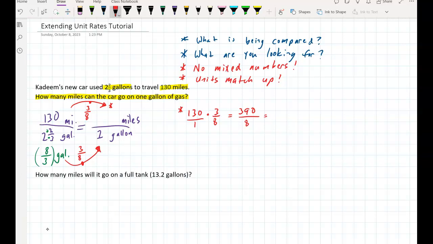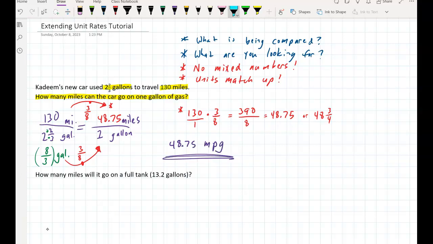390 divided by 8 is 48.75, or that would be 48 3/4. Either one is fine. We'll say 48.75. So the car can travel 48.75 miles on 1 gallon of gas. That's some really good gas mileage. Now, we found the unit rate. It'll go, and let's write that down, 48.75 miles per gallon. Great, we got that.